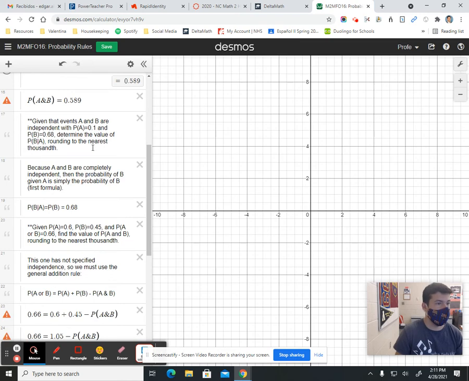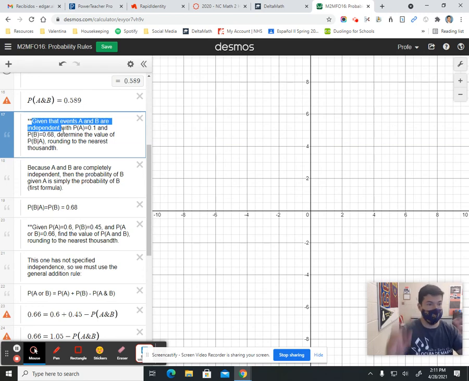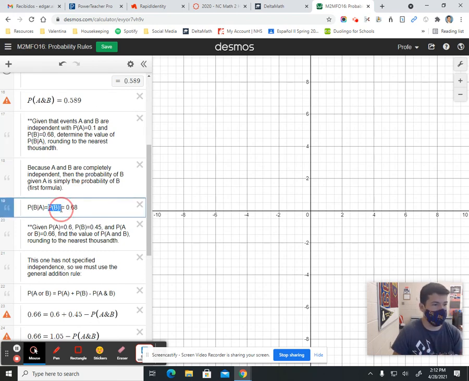Simple as that. So for example, right here I see given that events A and B are independent. Right, that's a red flag. Okay, and then it says probability of B given A. So the probability of B given A is just going to be the probability of B. All right, because they're independent.